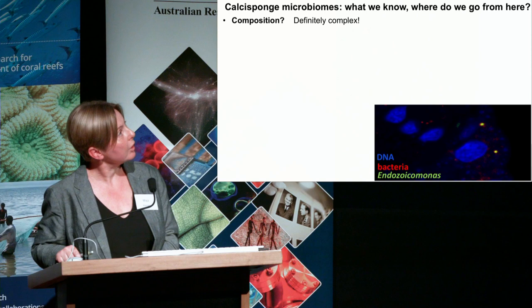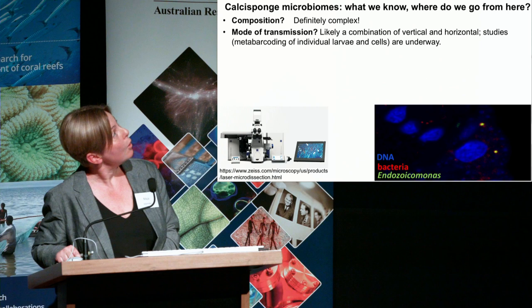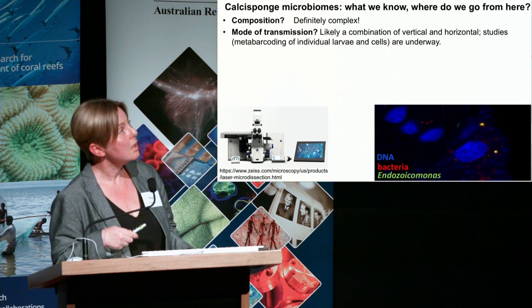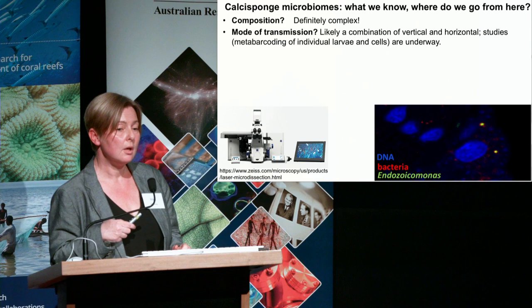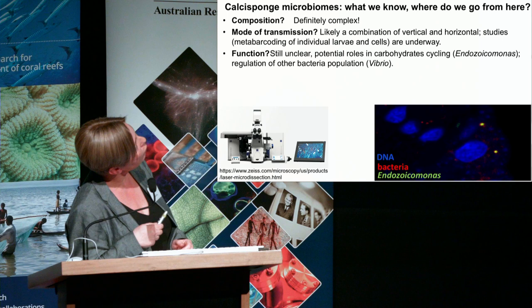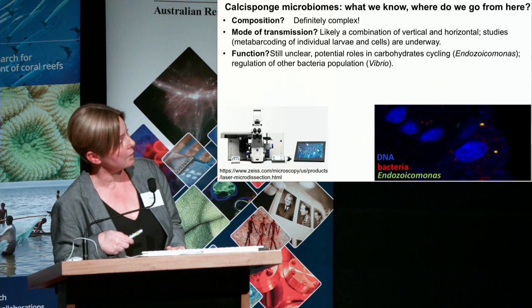All right, so where do we go from there? We know now that the composition of microbiomes is very complex. We think that the mode of transmission is likely a combination of vertical, I'm very convinced about it, but there's also an environmental component. And we are going to do a lot of cool stuff, and if you want to hear about how cool the stuff is that we are going to be doing, you should be talking to Oli. We don't know about the function, but we have a suspicion that there is carbohydrate cycling that is involving Endozoicomonas and regulation of growth of the population of other bacteria, done by Vibrio, which you also find there.